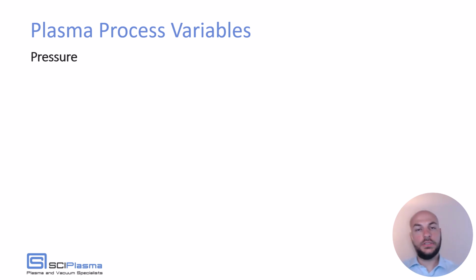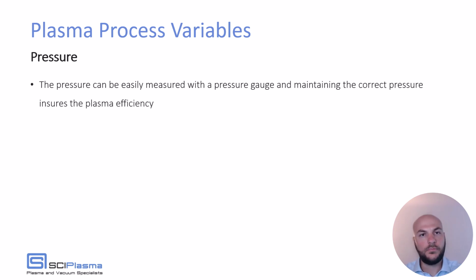The third parameter that I want to talk about is the pressure. Pressure is extremely important because it defines how the plasma interacts with the product. The pressure can be easily measured with a pressure gauge, and maintaining this pressure throughout the plasma step is really, really important.